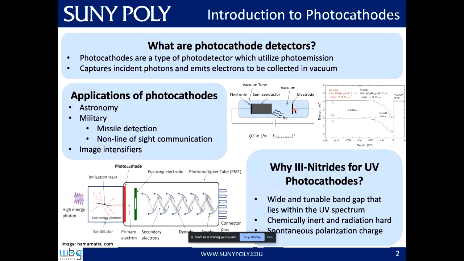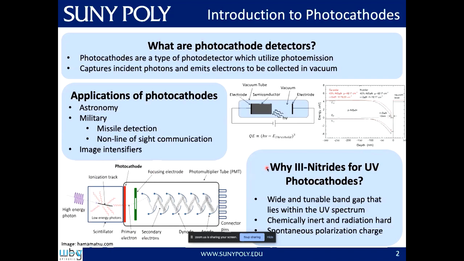These photocathode detectors have applications in astronomy for mapping the intergalactic medium and determining the composition of planets and stars, as well as military applications such as missile detection and non-line-of-sight communications. And they're widely employed in image intensifiers, as can be shown here on the bottom left.